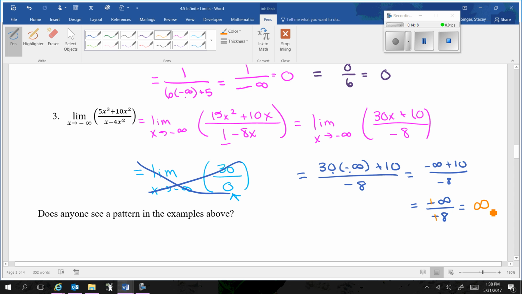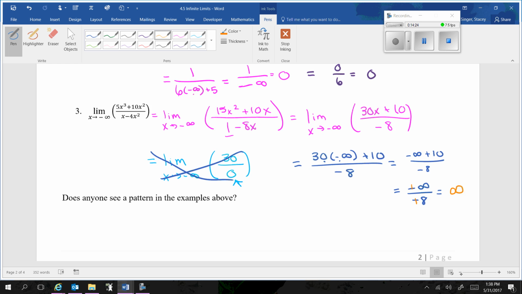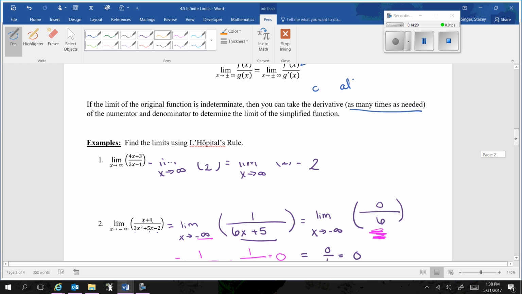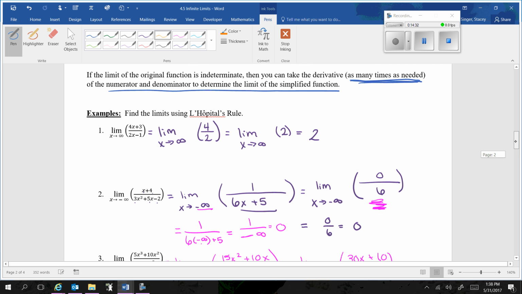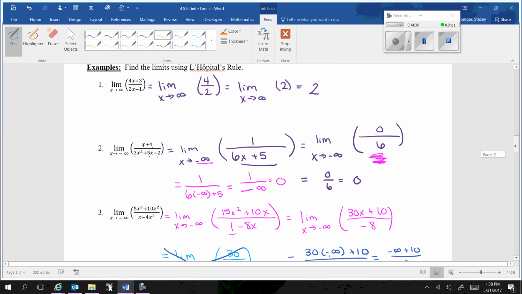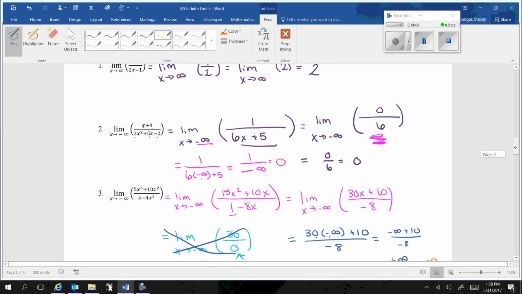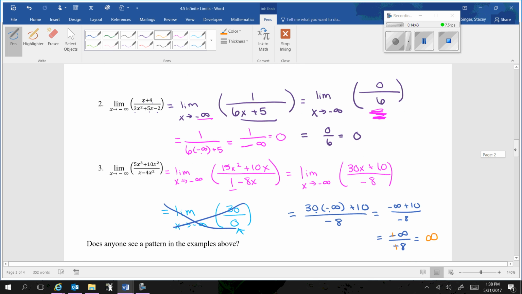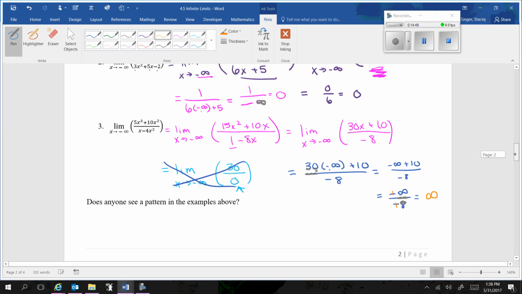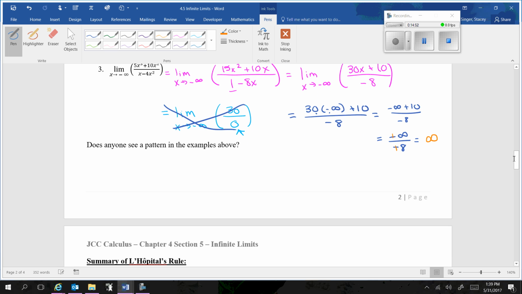So, does anybody see a pattern in the examples above? If we zoom out here, what ends up happening with each of the functions? The first one ended up being 4 divided by 2. The second one ended up being 1 divided by 6x plus 5. The last one ended up being 30x plus 10 divided by negative 8. What happens? It has something to do with the highest powered terms.